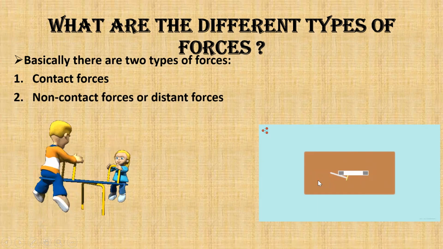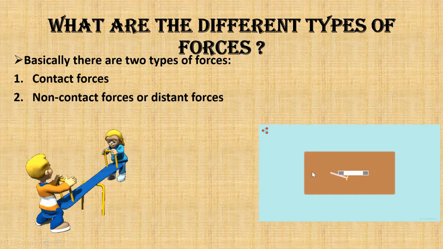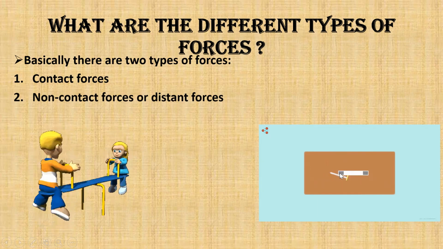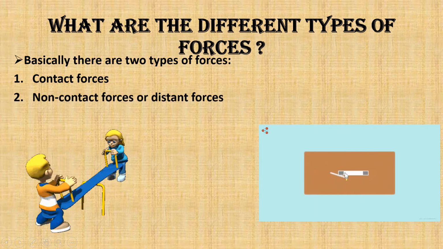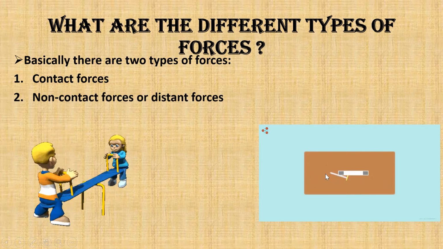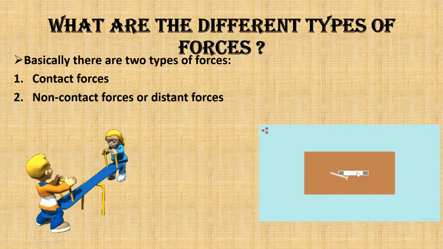See here, the nail is far and the magnet is there. There is a distance between them. There is no physical contact between these two. Even then, it is attracting. This is non-contact force and this is the contact force. These are the main two kinds of force.